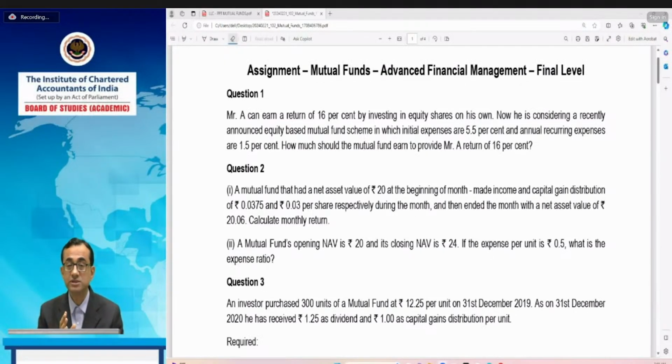So obviously the mutual fund has to earn more, because as we have studied, there are certain expenses on the part of the mutual fund which they deduct from the return and give the final return to the unit holders. So mutual fund has to earn more. So how much more should the mutual fund earn in order to give a return of 16% to the mutual fund investors? Let us see.